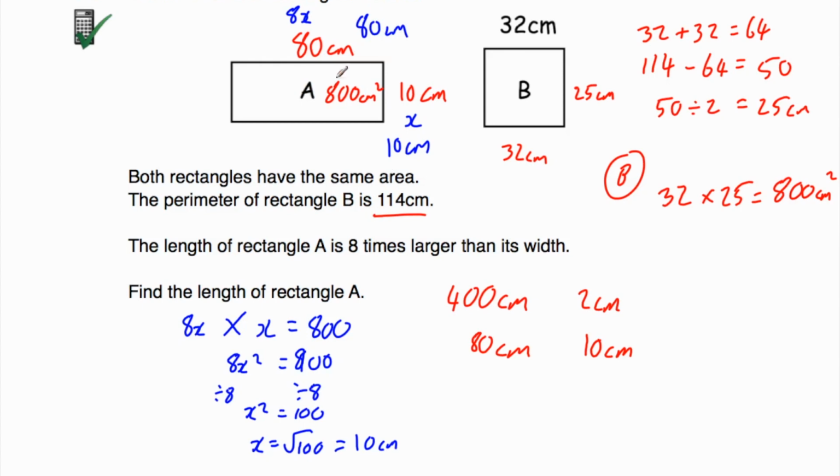With this question, with the values, finding our 800 centimeters squared and 80 and 10, I found that quite quickly using trial and error. So that probably would have been the approach I would have used there, just working it out. But an algebraic approach could work also.